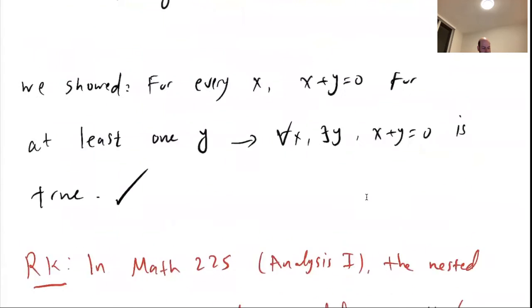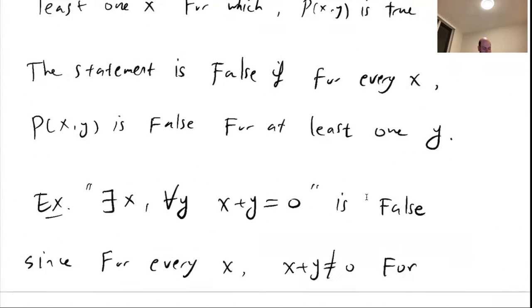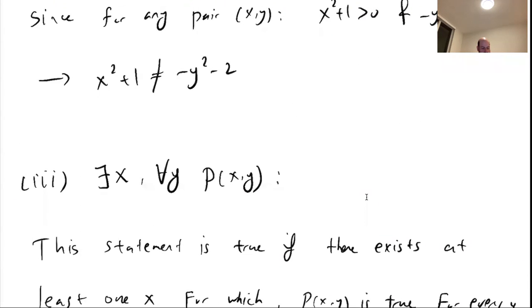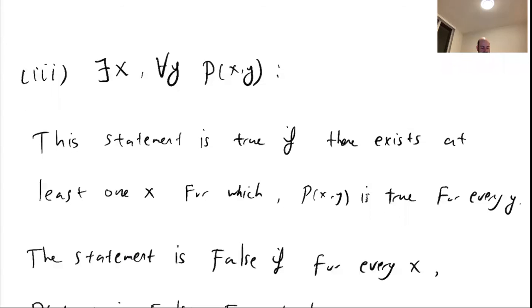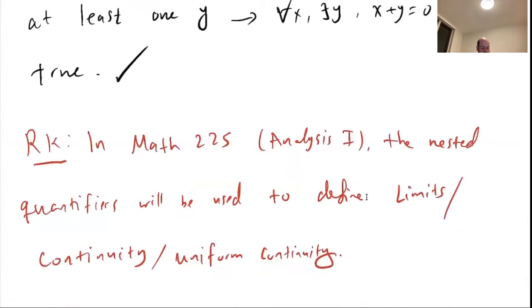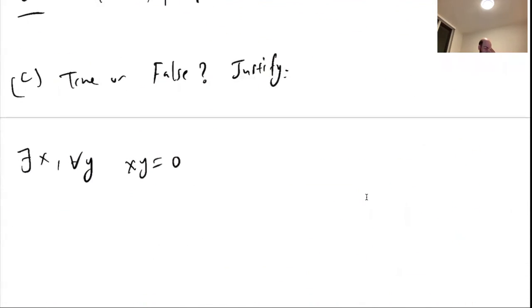So this one, if we go up, it was what we called 3. There exists X for each Y, P of X and Y. So this statement is true if at least one X must exist for which P of X and Y is true for every Y. So if this wants to be true, at least one X must exist such that XY is equal to 0 for every Y. So let's think about it again. Let's think about some values for X. For example, if X is 2, can I say that 2Y is equal to 0 for every Y?